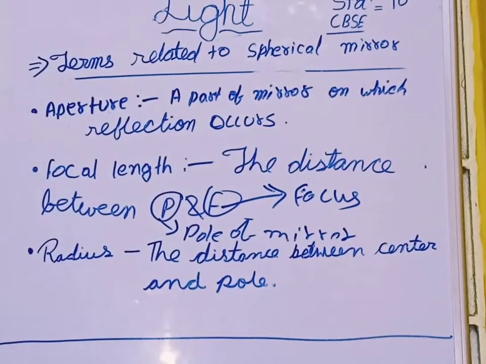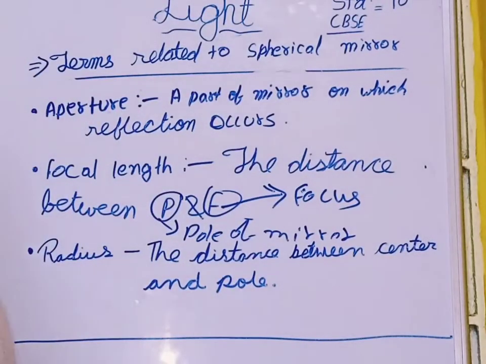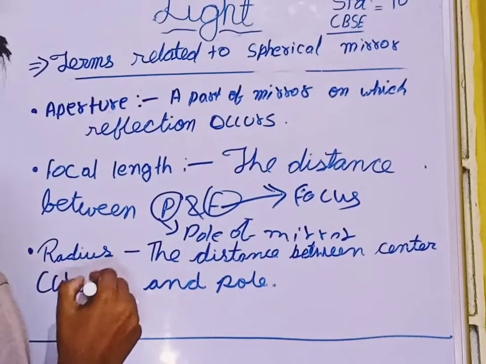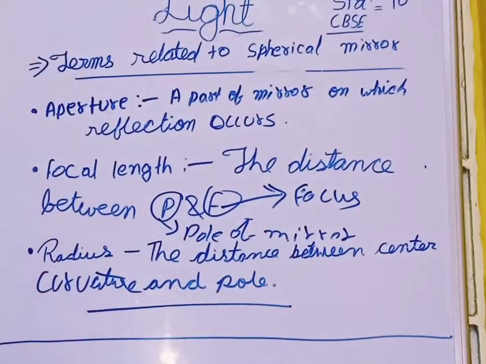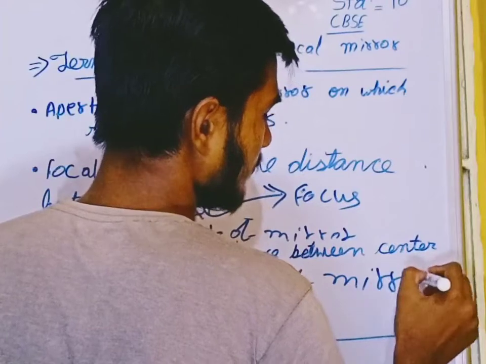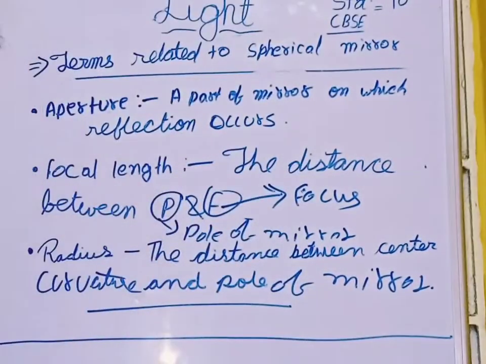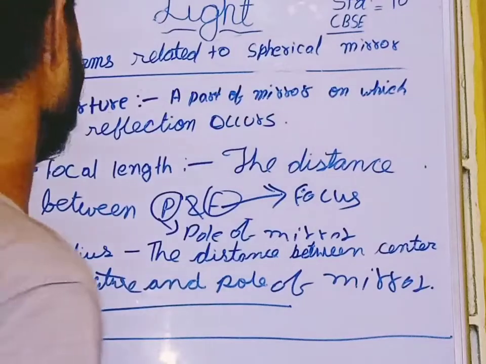Radius is the distance between the center of curvature and the pole of the mirror. You might have written this also; I write it in short. The distance between center of curvature and pole of mirror.